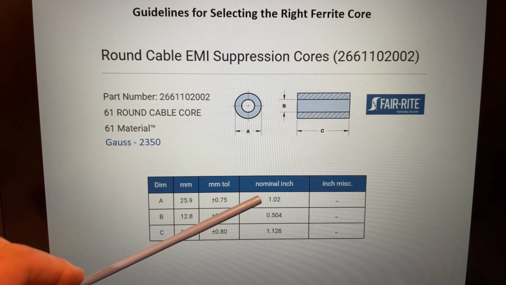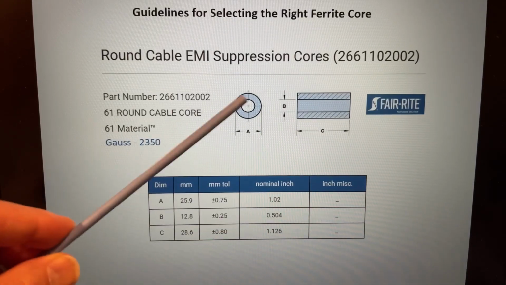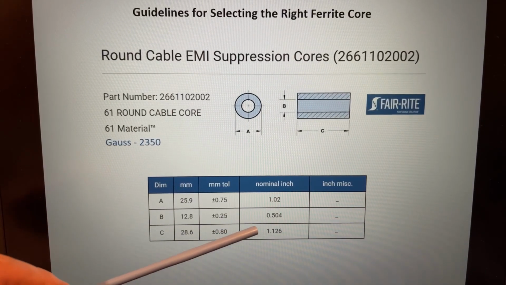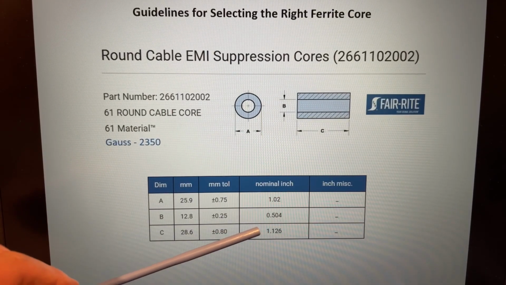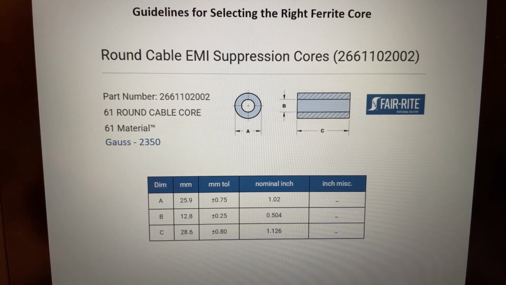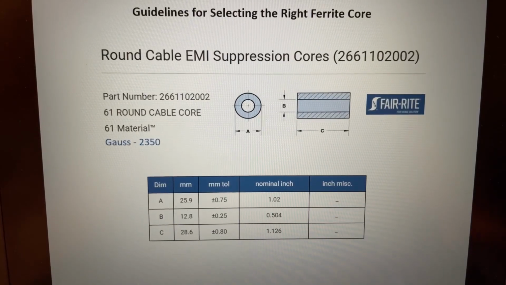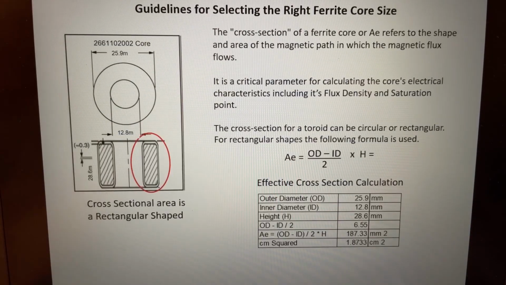So A is 1.0, the outer diameter. B is 0.5, the inner diameter. And then C is the overall length, 1.1 inches, we'll call it. So this is the typical ferrite that we use, and there's the Gauss that we'll be talking about in a moment. So, guidelines to select the right core, the right size, the right type.